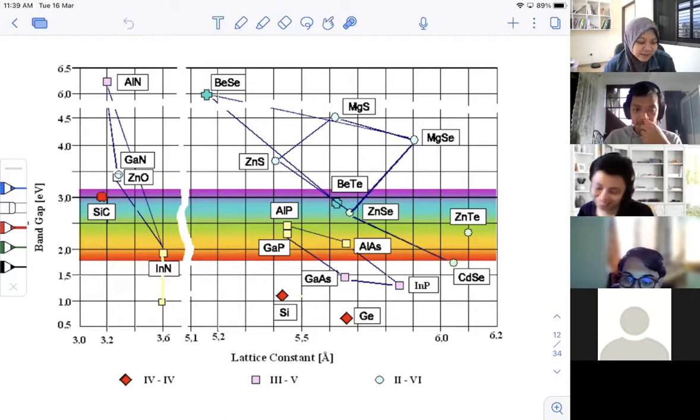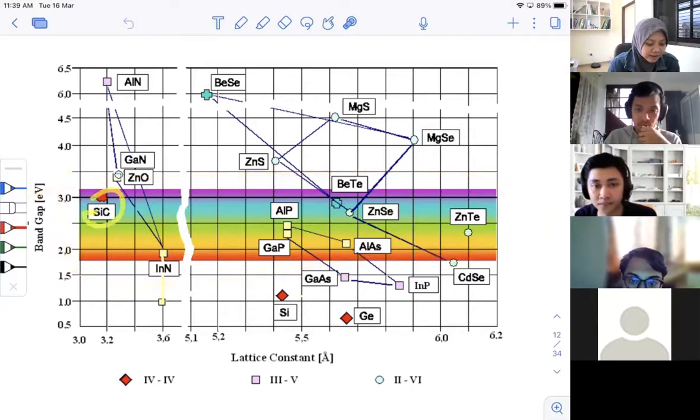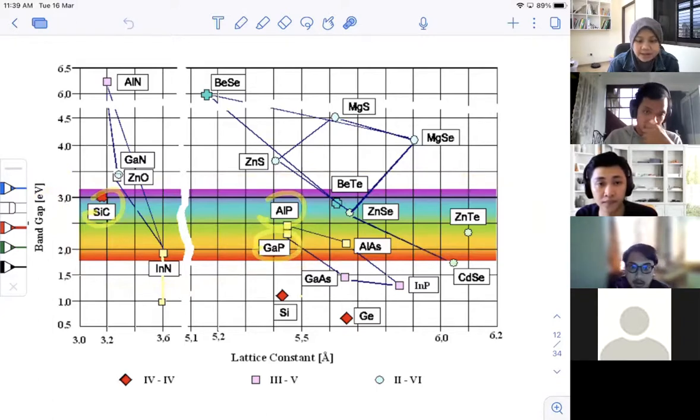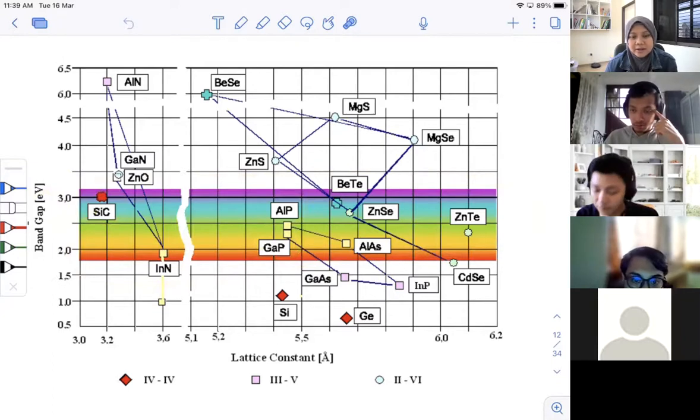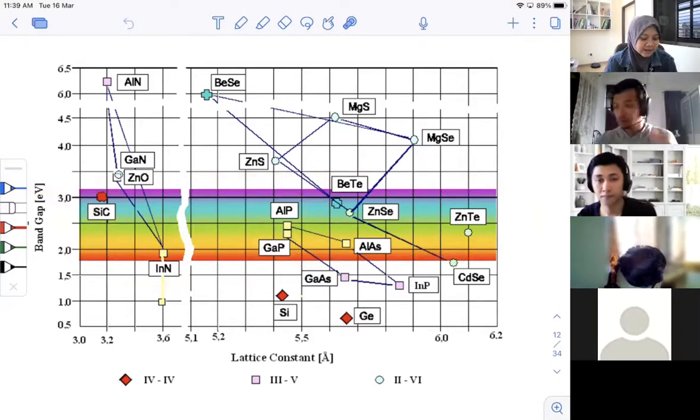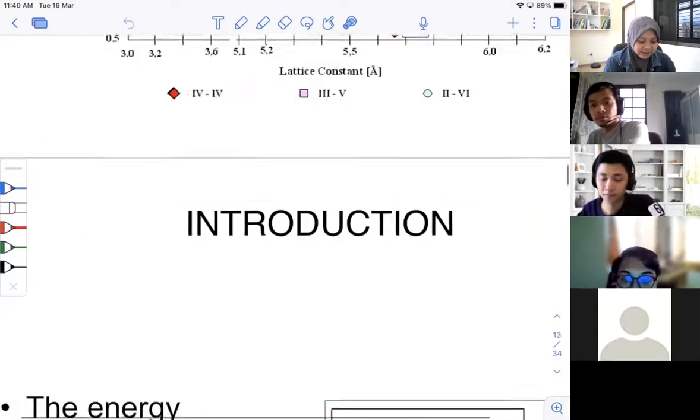One of these colors is here. It's actually telling us about the material. These are all materials: silicon carbide, gallium phosphide, aluminium phosphide. These are all semiconductor materials. There are two types of semiconductor material.